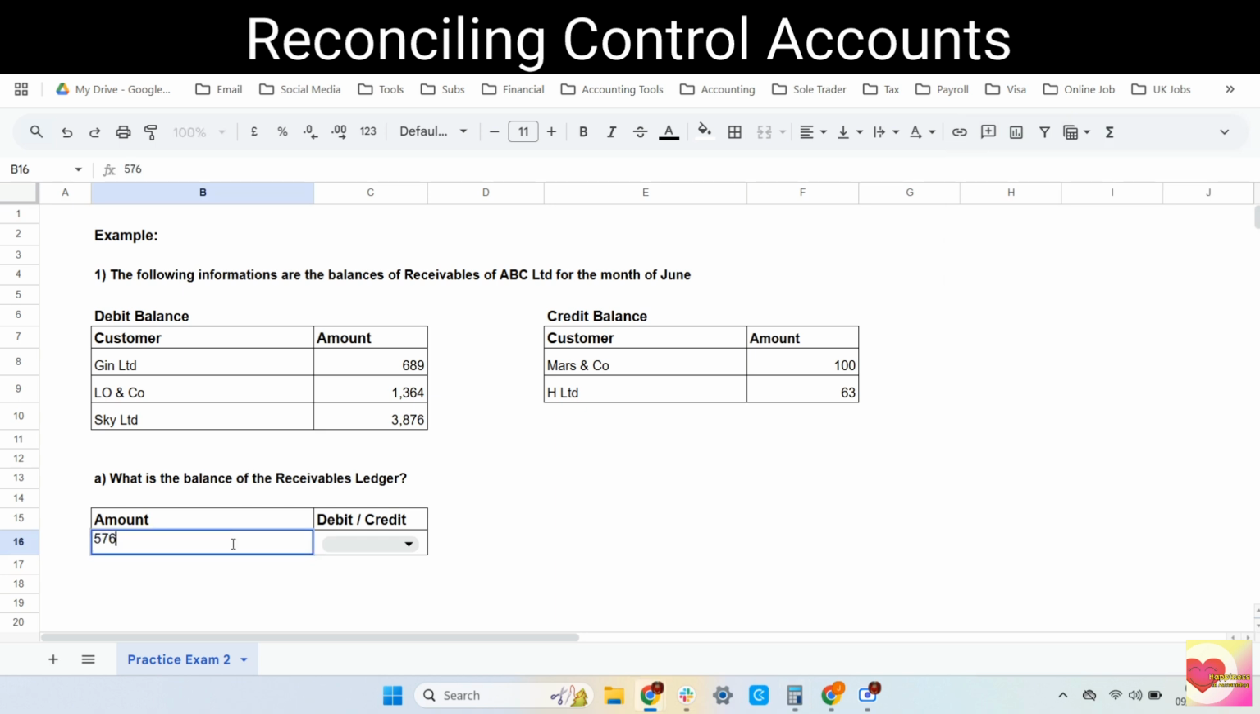And we got 5,766. Let's enter that here in the amount. Since we got a positive balance, it means the total of the debit balances is greater than the total of the credit balances, so it should be debit.